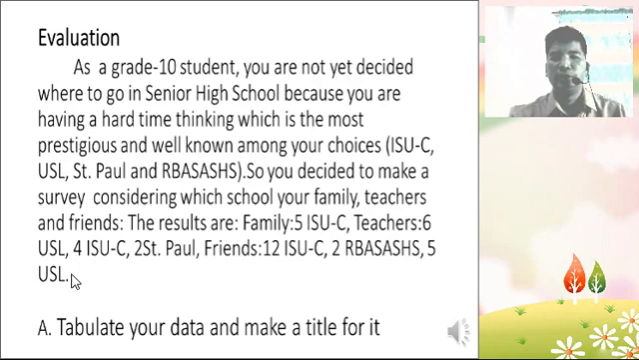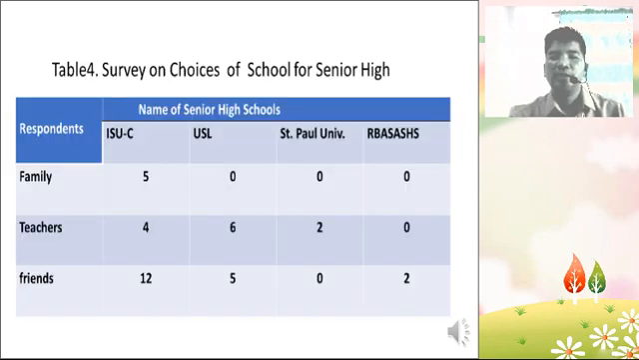Let us check now your quiz. So this is the possible answer for your quiz. We have here the number of the table. Table 4. Survey on choices of schools for senior high school. This one is the title of the table.